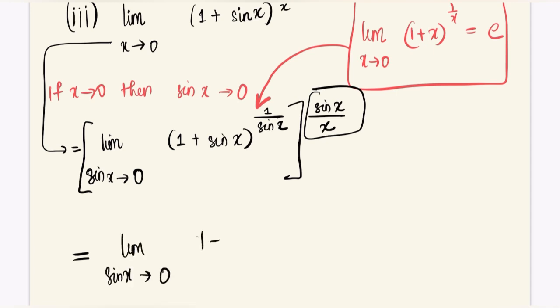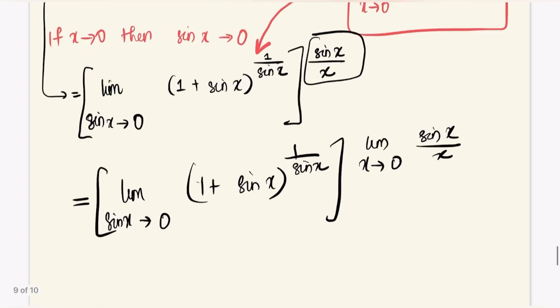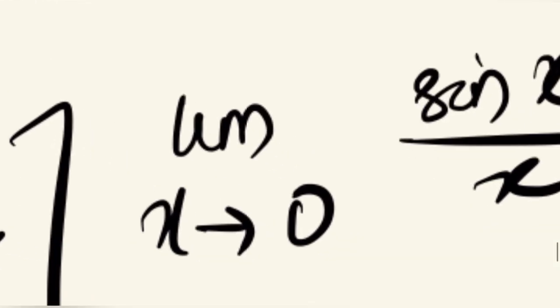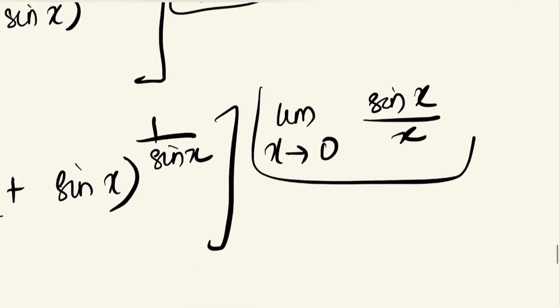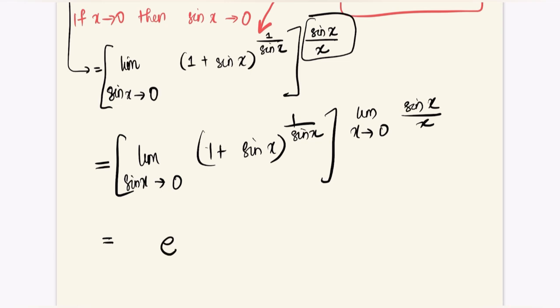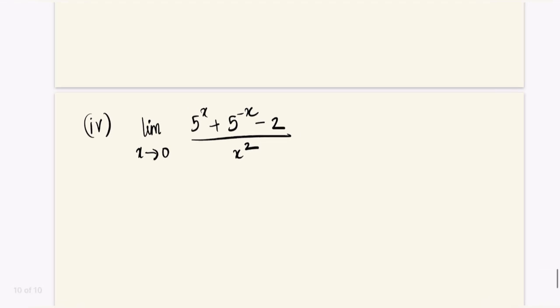So I'll have to write one more step. 1 plus sine x, the whole raised to 1 by sine x. And the whole raised to limit x tending to 0, sine x by x. If you are still wondering where this x tending to 0 has come, it is the same limit that I'm talking about here. Now you might be wondering why I have written sin x tending to 0. Sin x tending to 0 is same as saying x is tending to 0. There is no point in writing sin x tending to 0 over here because I want to use my standard formula. Okay, so now the answer is very clear. Here it is e and on top it is 1. So it is e. Let's move on to the last problem.